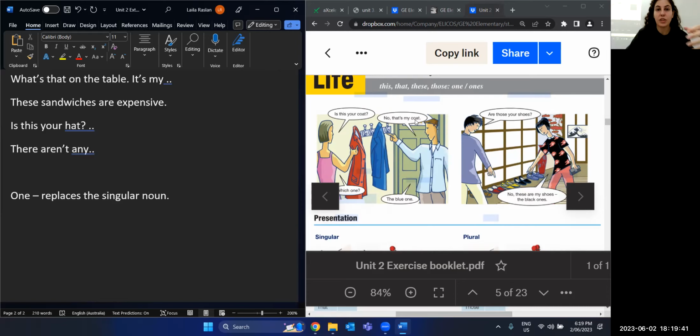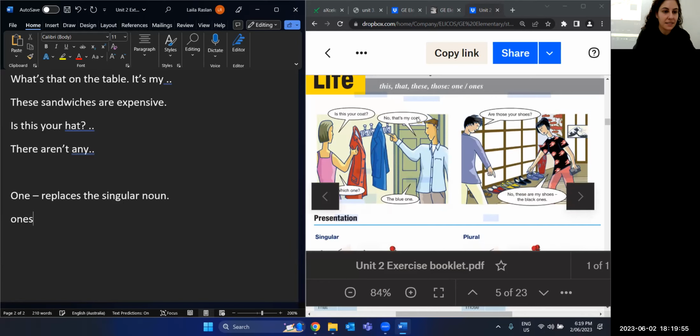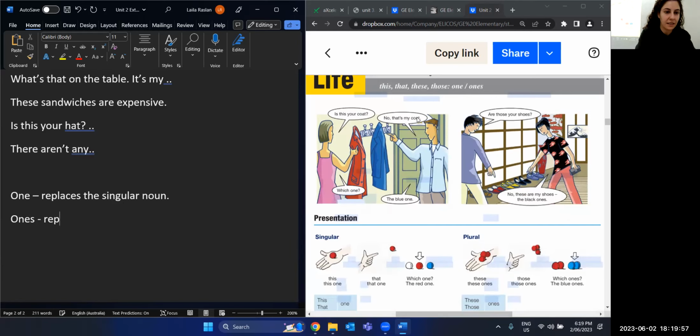So after, when you say the noun, the book, I can say, oh, like Roxana says to me, I have read many books. And I say, wow, which ones? So which books? It just replaces the word nouns. Ones replaces the plural noun.